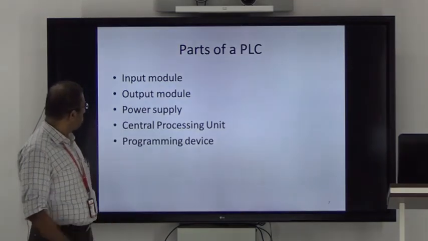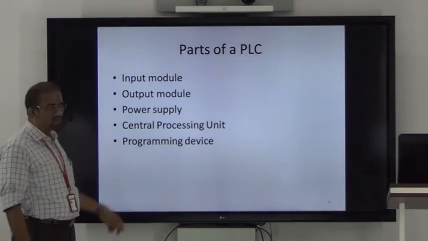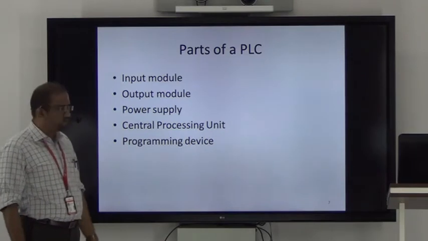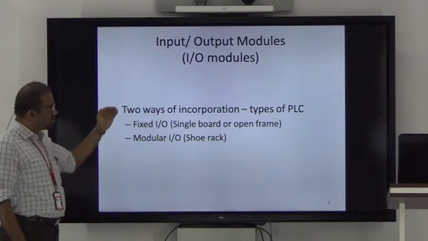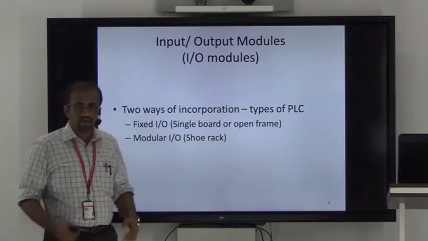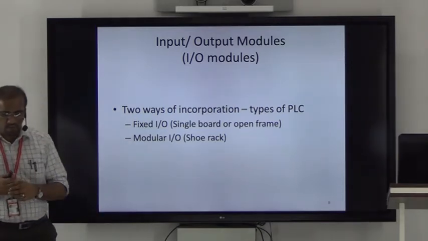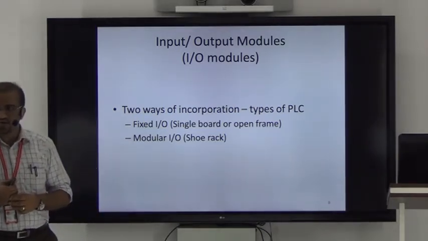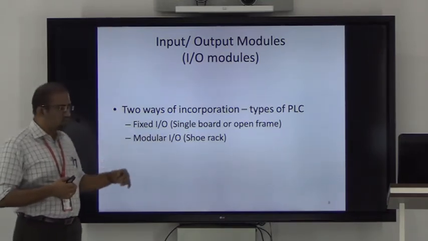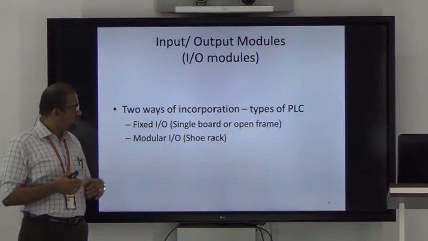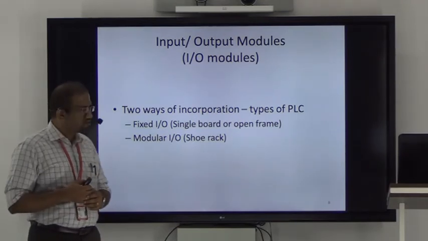Now coming to the parts of a PLC pack, it consists of input module, output module, power supply, CPU and programming device. First I am going to discuss input modules and output modules. To incorporate these input and output modules, there are two ways. First one is fixed input output. Second one is modular input output. The fixed one is known as single board or open frame, and modular input output is also known as rack type.